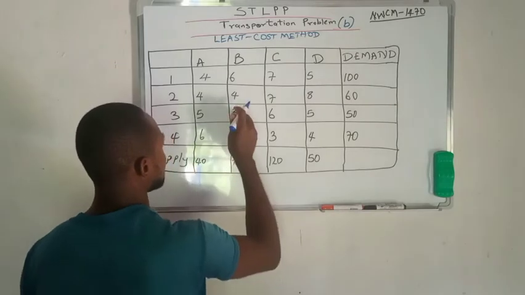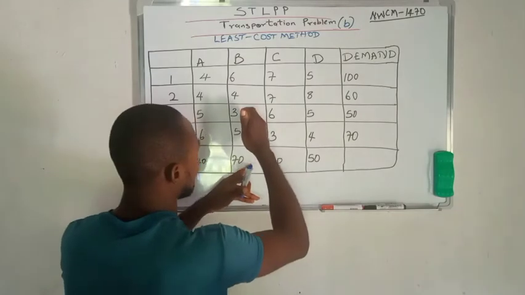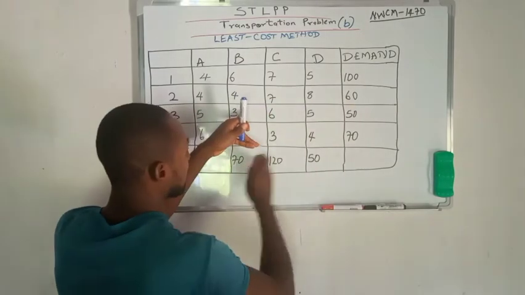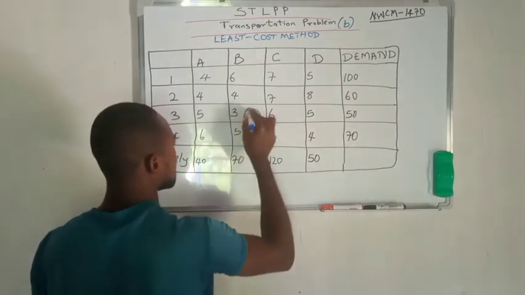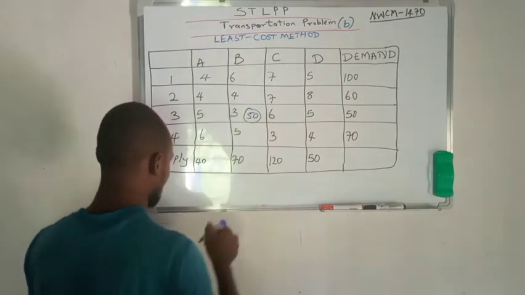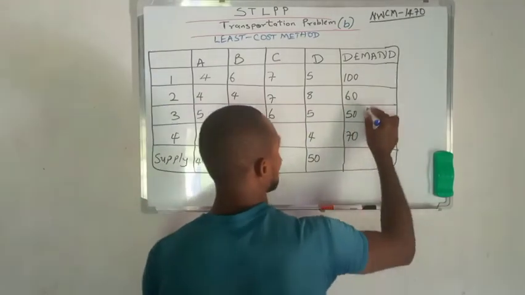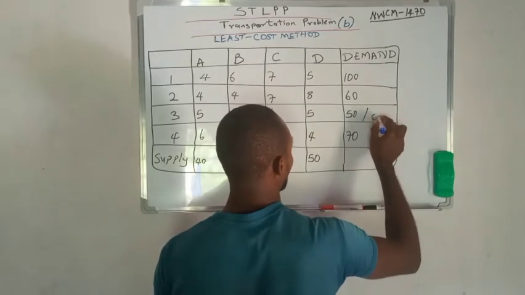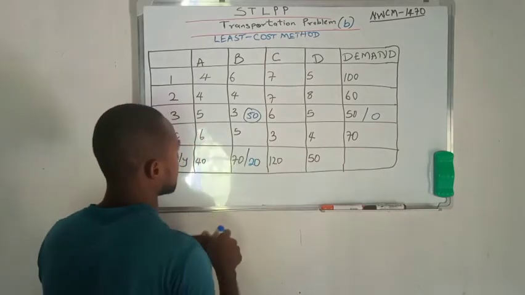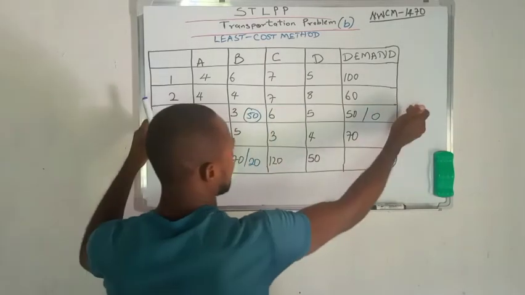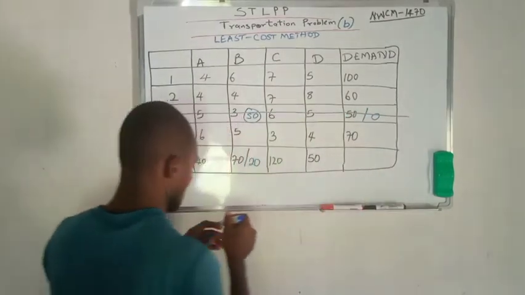In this place we have 70 to supply, and we have just 50 that they are demanding. So we give them 50, which is the least between the supply and the demand. After giving them the 50, we subtract from here, we have 0, and when we take out 50 from here, we have 20 remaining here. So it means that we have already satisfied the demand of this place. So we rule this out.